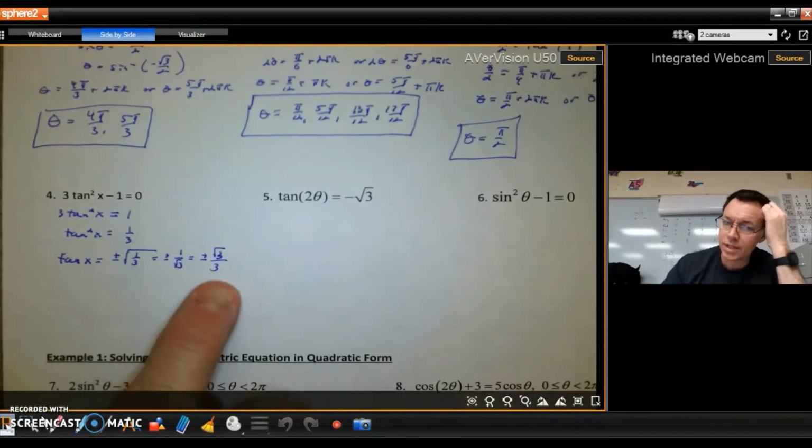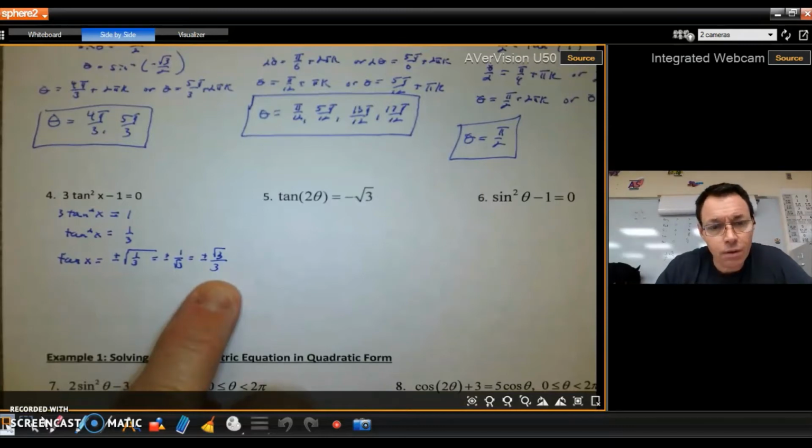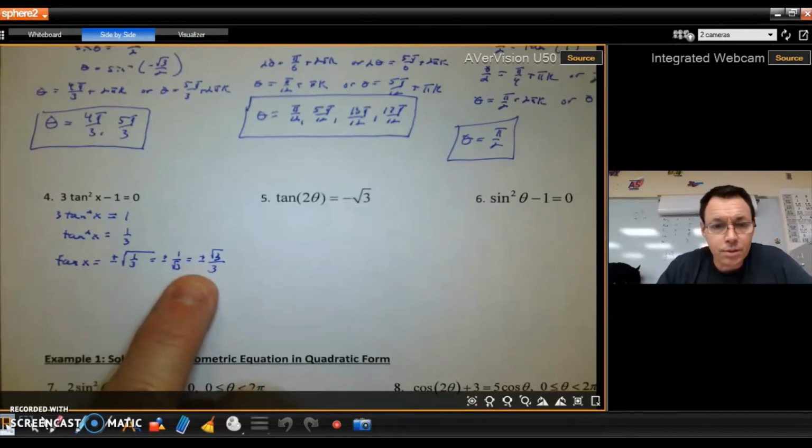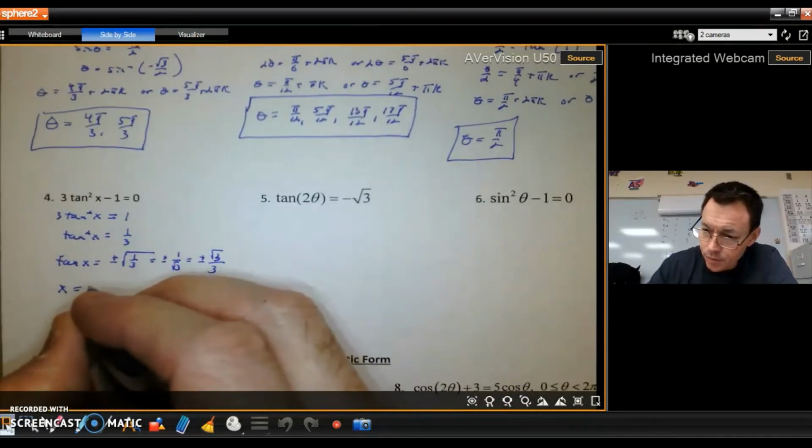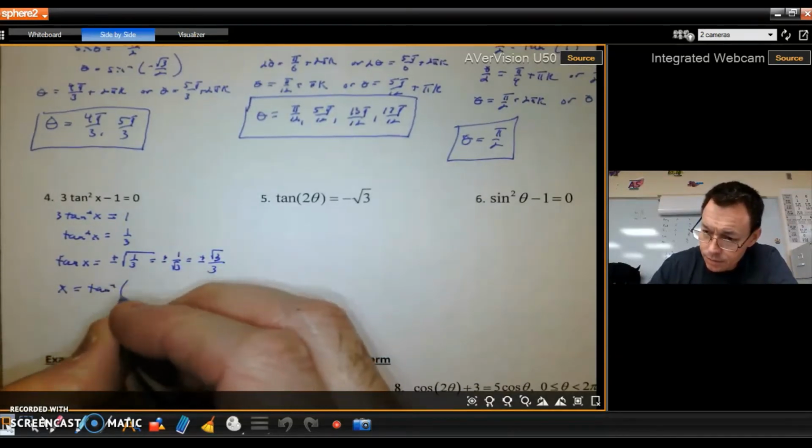Okay, so that's what we're going to see on our chart. Now, notice that plus minus symbol. We want the angles. Well, I guess I'm not done yet. Let me move the tangent to the other side.